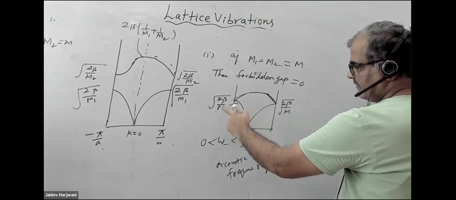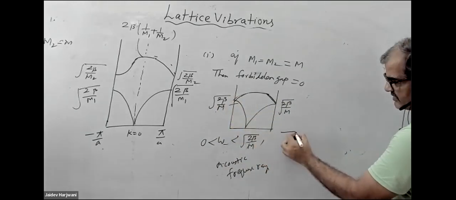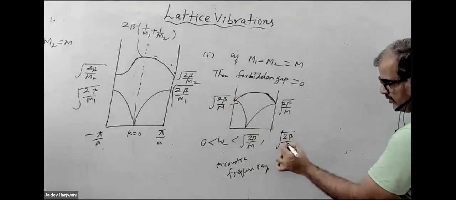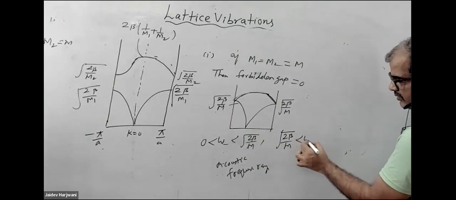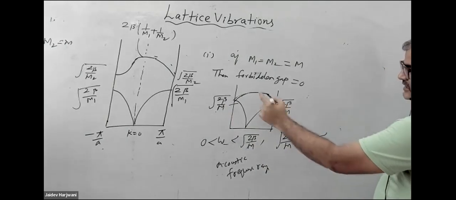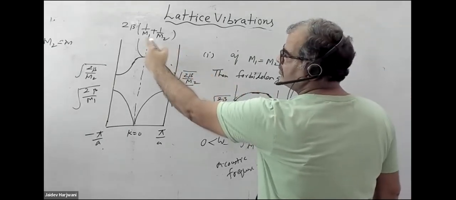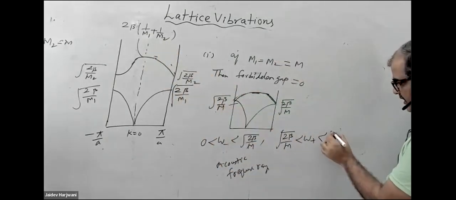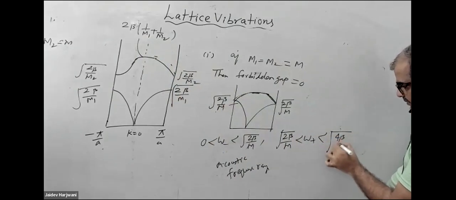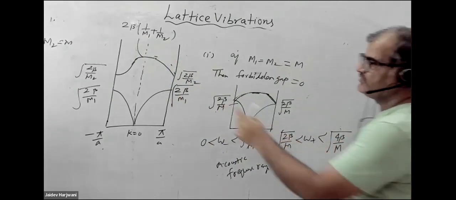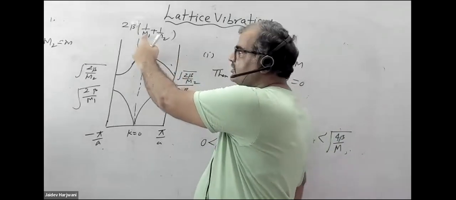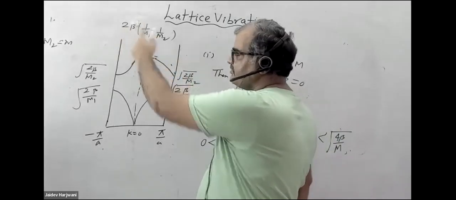and your optical branch starting from here. So the optical branch will start from 2 beta upon m to, this is what? This will become what? If m1 equal to m2, this becomes 4 beta upon m. Okay, under root 4 beta upon m. If m1 is equal to m2, this becomes 2m, and it becomes 4 beta upon m.